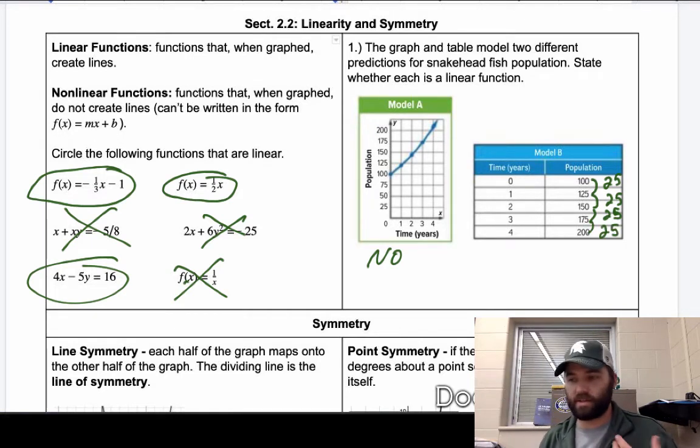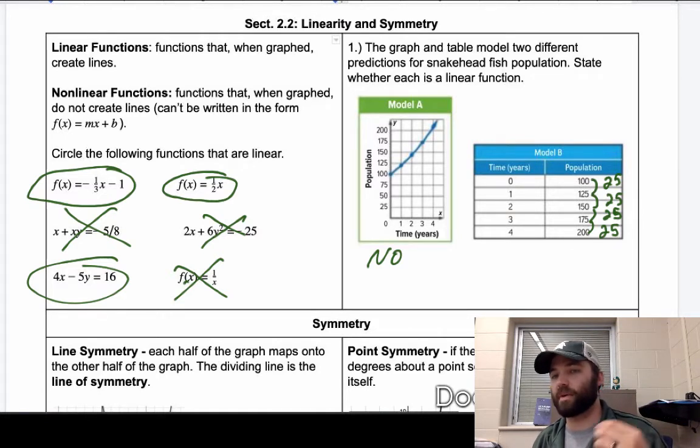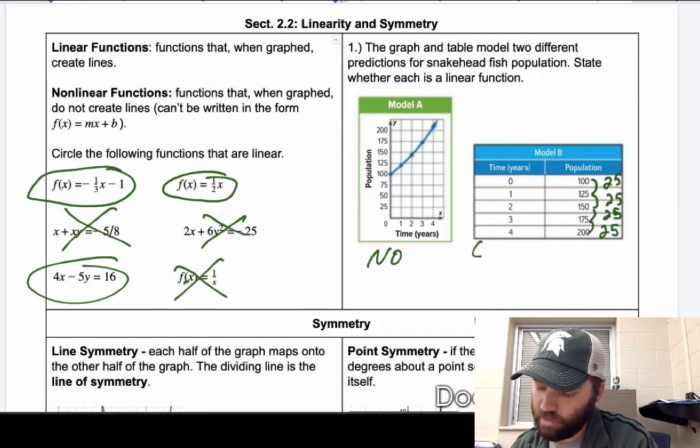All right, so what we can say then is that this has a constant rate of change. Every year, the population goes up by 25. So you might even write that down. It's a really important phrase. It has a constant rate of change.